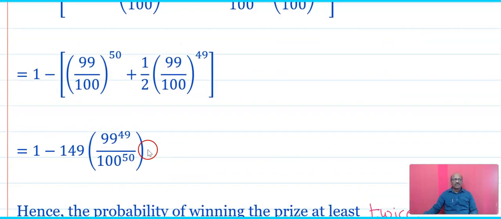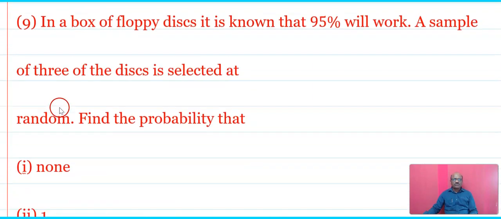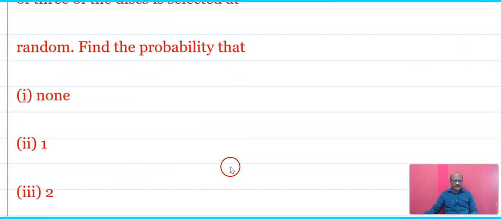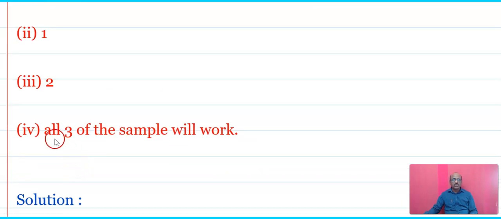Here I will write. You can perform this calculation. Okay. Next is (a): in a box of floppy disks, it is known that 95% will work. A sample of 3 disks is selected at random. Find the probability that none, 1, 2, all 3 of the sample will work.